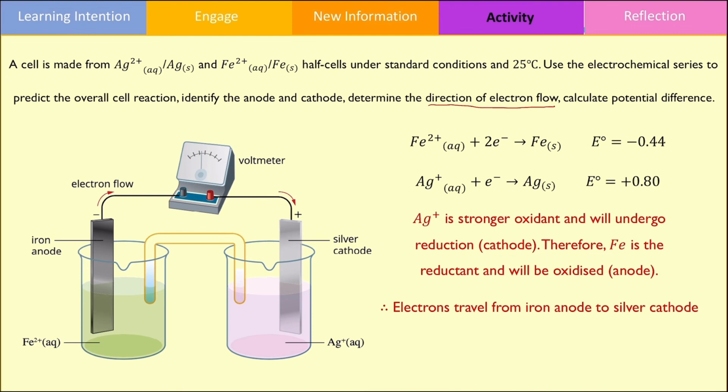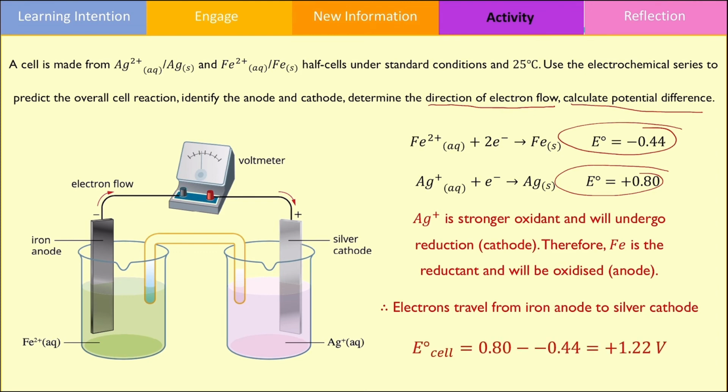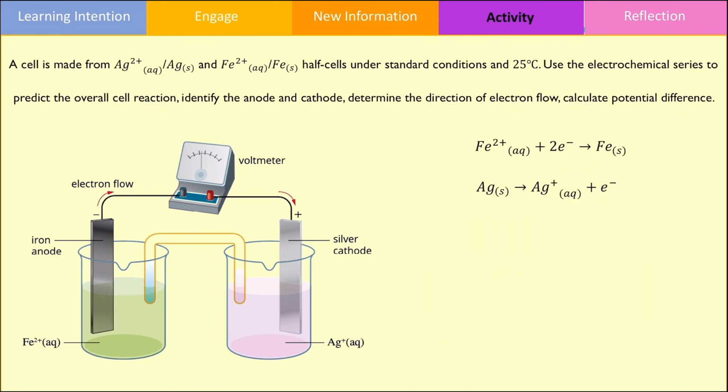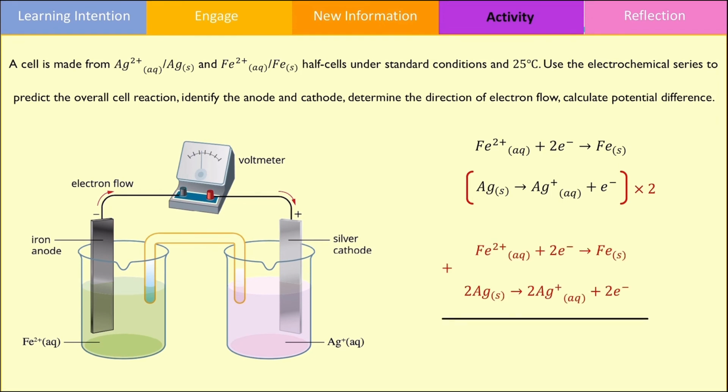To calculate the overall cell potential, what I do is I'm going to get the largest value, subtract it with the smallest value, and in doing so, this will give me an answer of positive 1.22 volts. And finally, for me to find out what is the overall cell reaction, I need to make sure that my two half equations have the same number of electrons. So I'm going to therefore multiply the second equation by 2. In doing so, I can now add up my two half equations to give me my overall redox reaction.